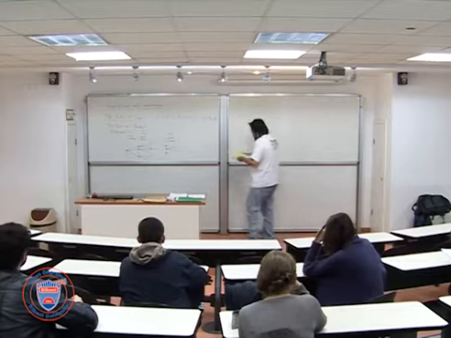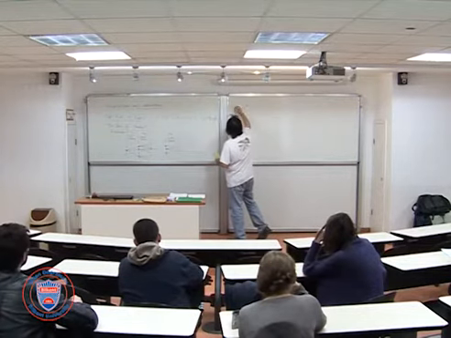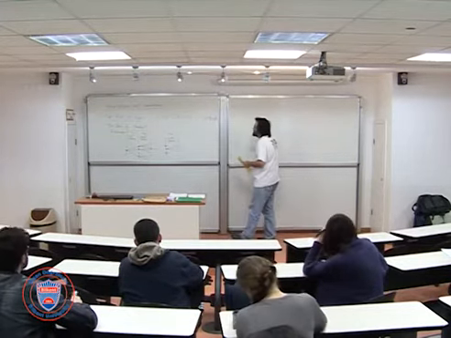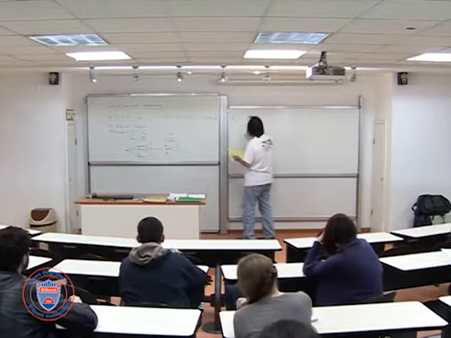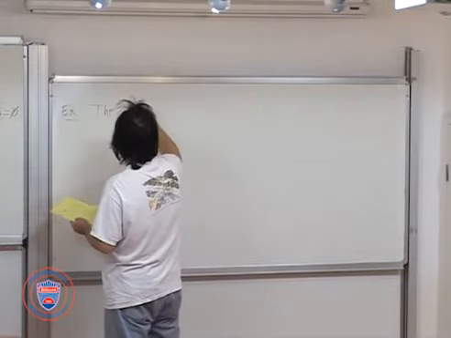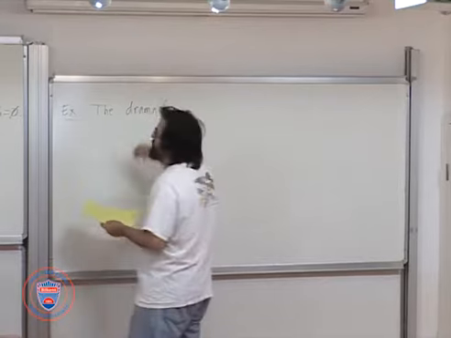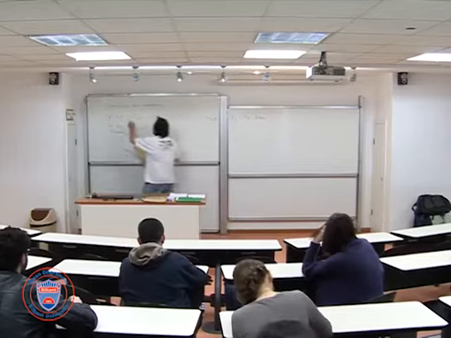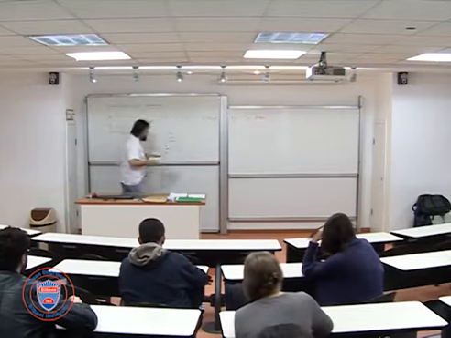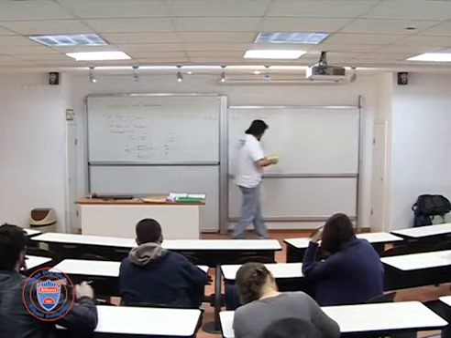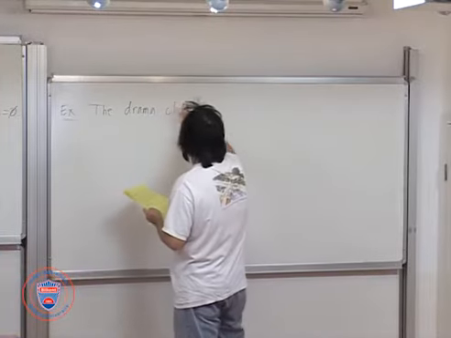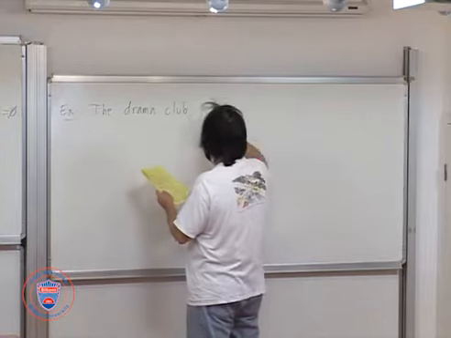Let me start some examples. In examples, we'll see how to use these rules, and we will develop the concept called permutations and combinations using these procedures. So the first question is just a word problem.